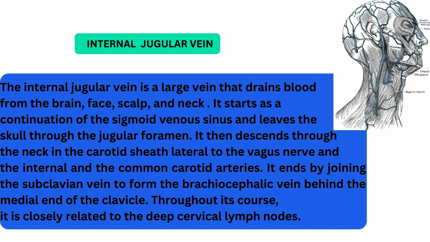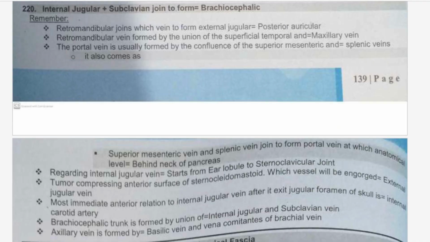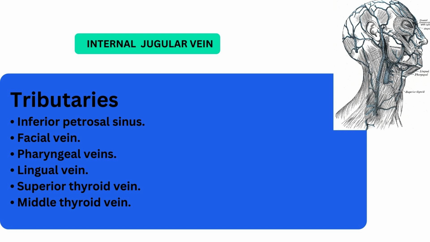So if there is an MCQ regarding internal jugular vein, internal jugular vein extends from the ear lobule to the sternoclavicular joint. The MCQ that we have already discussed before in another video is that the most immediate anterior relation to internal jugular vein after it exits the jugular foramen of the skull is the internal carotid artery. Important to know the tributaries of the internal jugular vein. Facial vein, inferior petrosal sinus, lingual vein, pharyngeal veins, and the middle and the superior thyroid veins are the tributaries of the internal jugular vein.